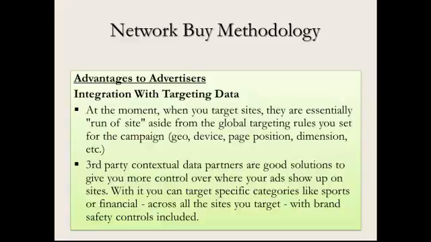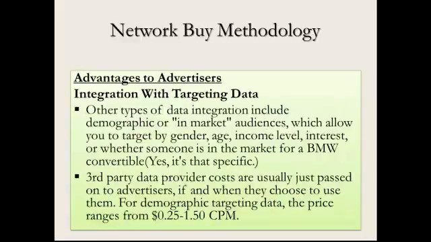brand safety controls included. Other types of data integration include demographics and in-market audiences, which allow you to target by gender, age, income, interest, or whether someone is in the market for a BMW convertible. So it's pretty amazing stuff. Third-party data provider costs are usually just passed on to the advertisers. So if and when you choose to use them, for demographic targeting, the prices range from $0.25 to $1.50 per CPM.